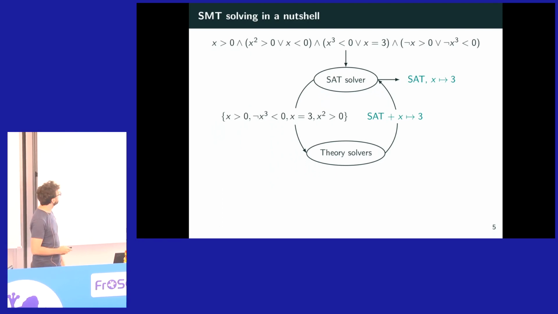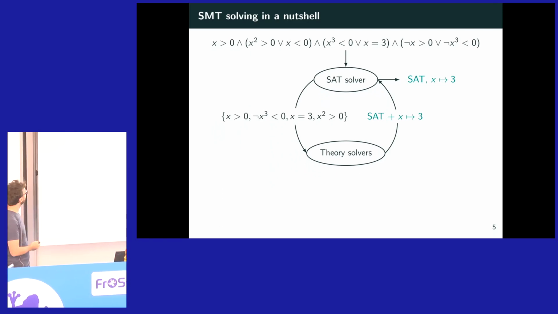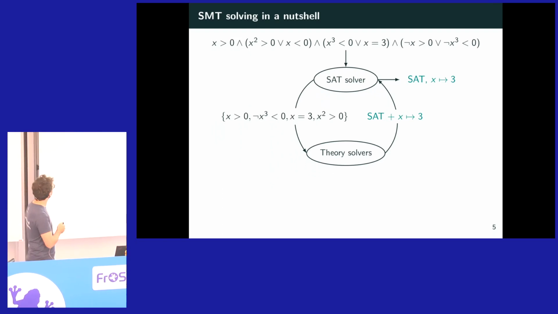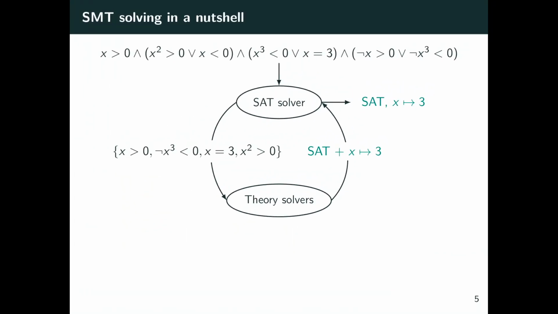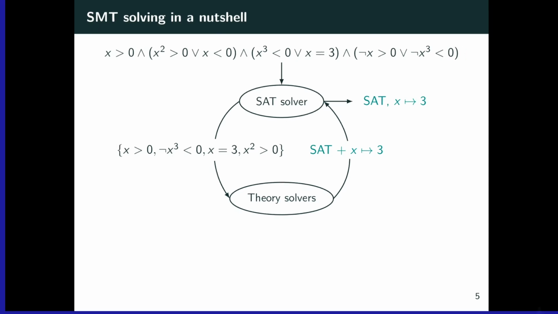But in this case, it works out, and it figures out, okay, x should be 3. And if we look now, okay, x is greater than 0, x squared is greater than 0. This one doesn't need to be satisfied because it's Boolean OR. X is 3, so we can ignore that one. And this is a negation, so x cubed is not smaller than 0. So it works out, we have a solution.